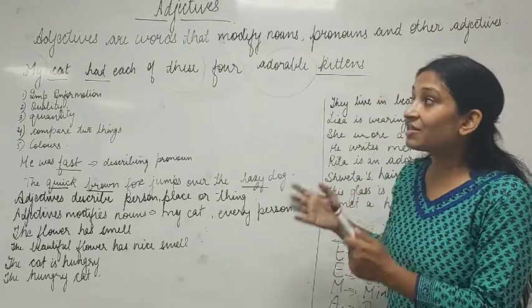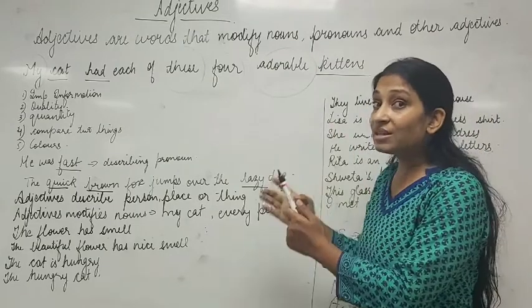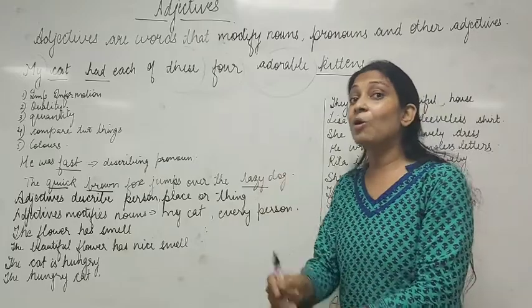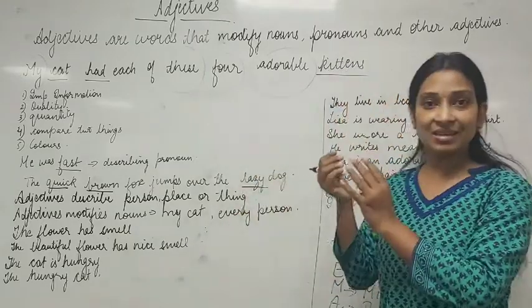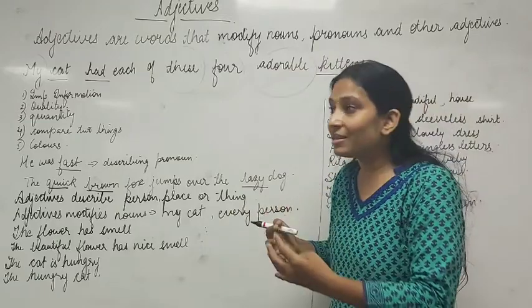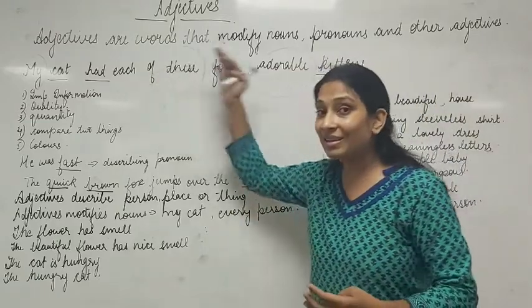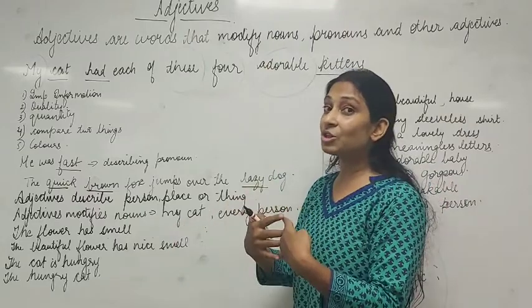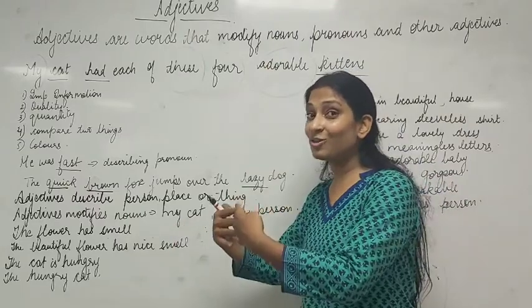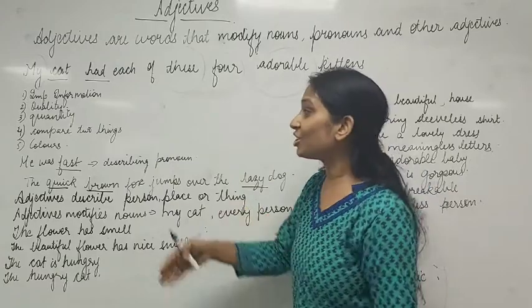So, adjectives are those words which tell us about a noun. Clear? Here the nouns are cat and kittens. So, are we getting information about cat and kittens here? Yes, we are. So, the words that give us information about nouns and pronouns are known as adjectives.